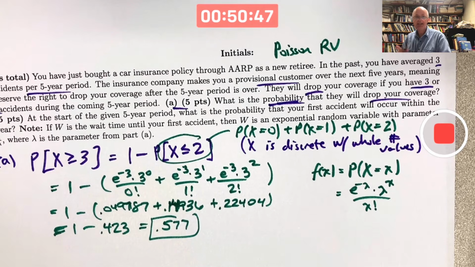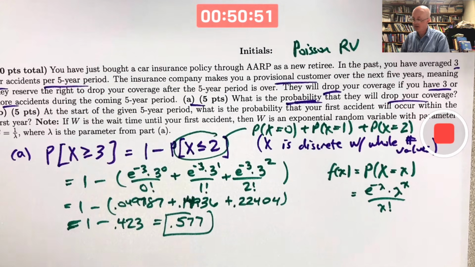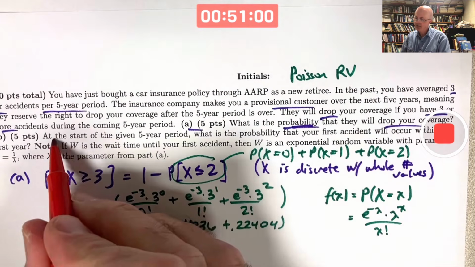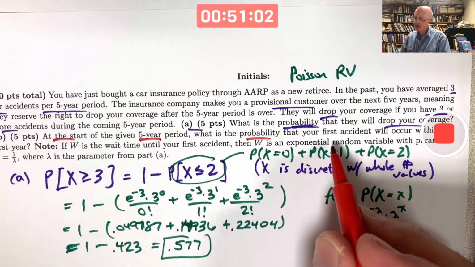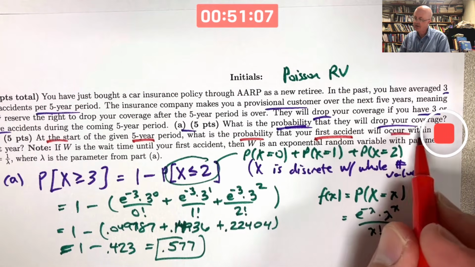Part B is a continuous random variable. It's in this part and in the next problem that we do continuous random variables, the only places on this exam. It'll be pretty heavily emphasized in exam 2. At the start of a 5-year period, what is the probability that your first accident will occur within the first year?